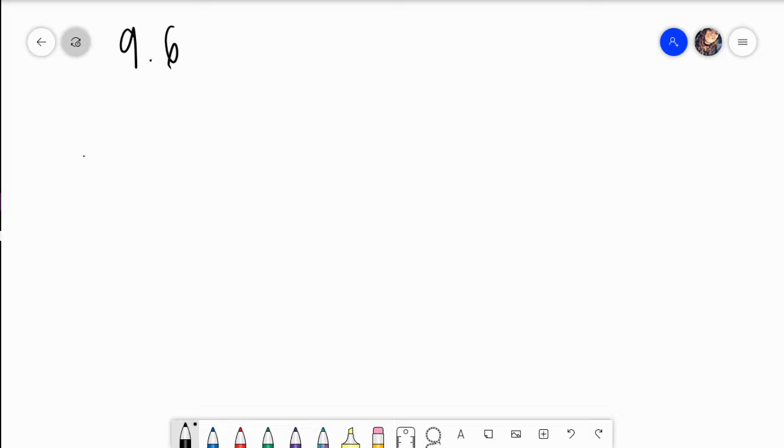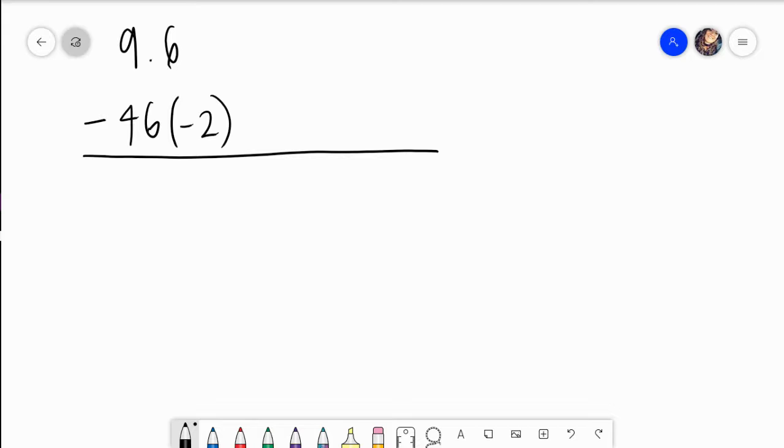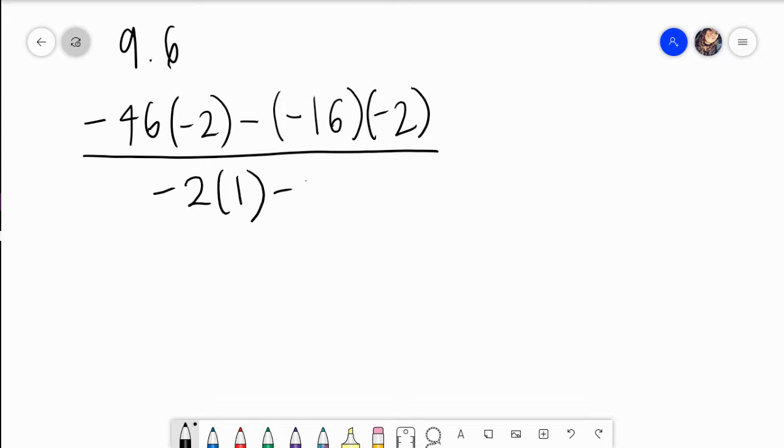9.6. So it's in the form of a fraction. We've got negative 46, and then this is times negative 2. So use your parentheses. And then we have negative, open parentheses, negative 16, close. Let's use our parentheses again to put a negative 2. So that negative 16 and that negative 2, they're multiplying each other. The negative 46 and the negative 2, they're multiplying each other. And then in the denominator, we have a negative 2 times 1, and we have negative 2 times 4.